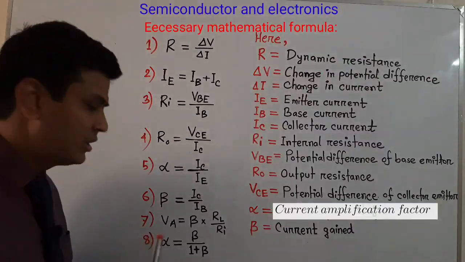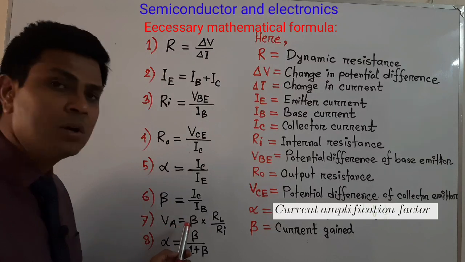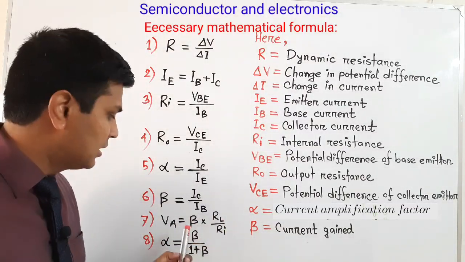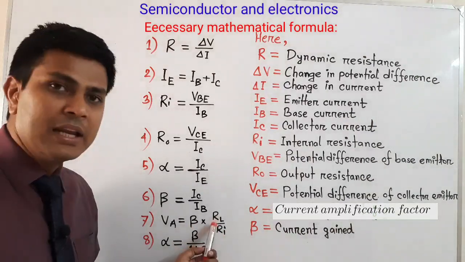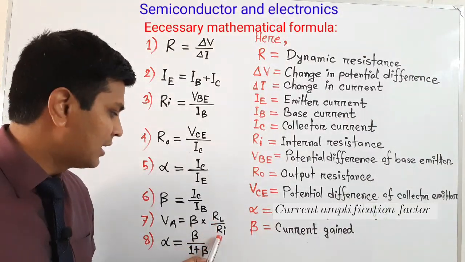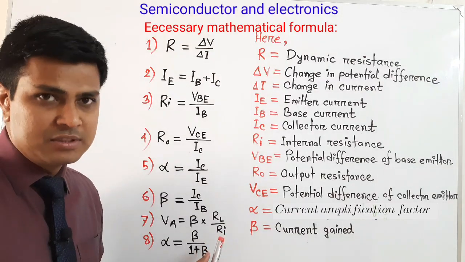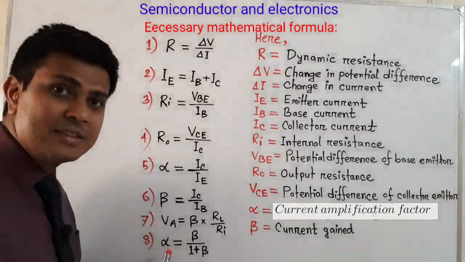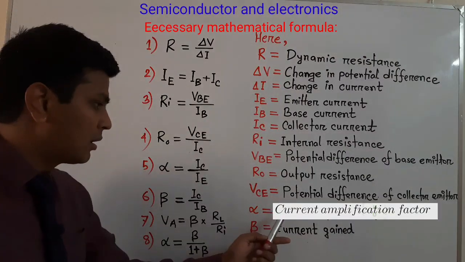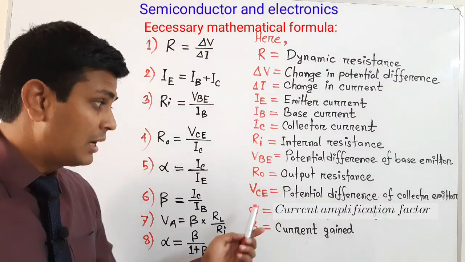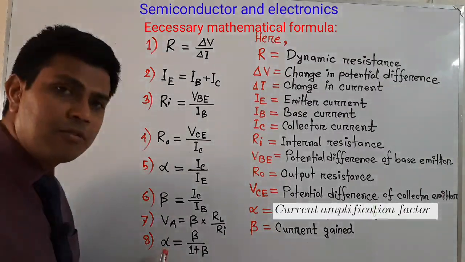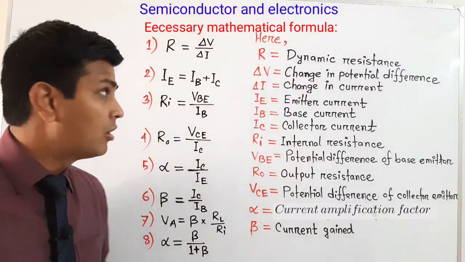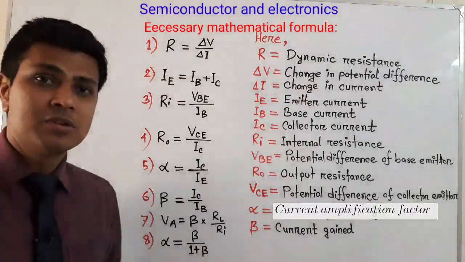Now formula number 7 is VA. The formula is VA equals beta into RL divided by Ri. Here beta is the current gain, RL is the load resistance, and Ri is the internal resistance or dynamic resistance. And there is another formula to calculate alpha, the current amplification factor: alpha equals beta divided by 1 plus beta. So that's all the formulas related to today's chapter.